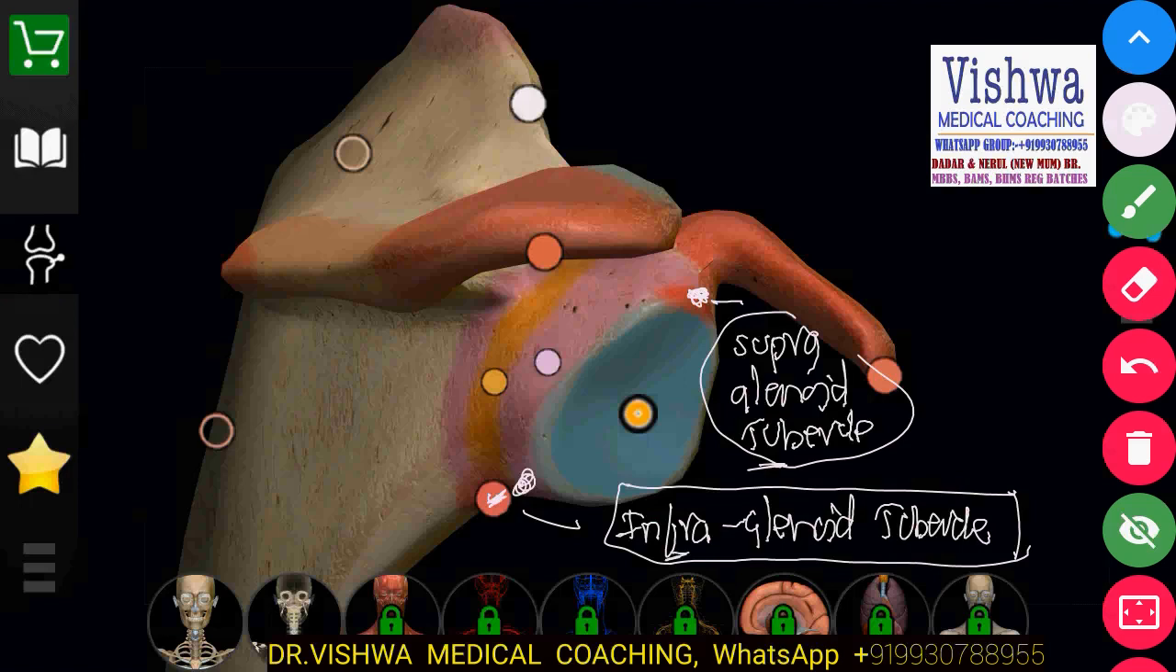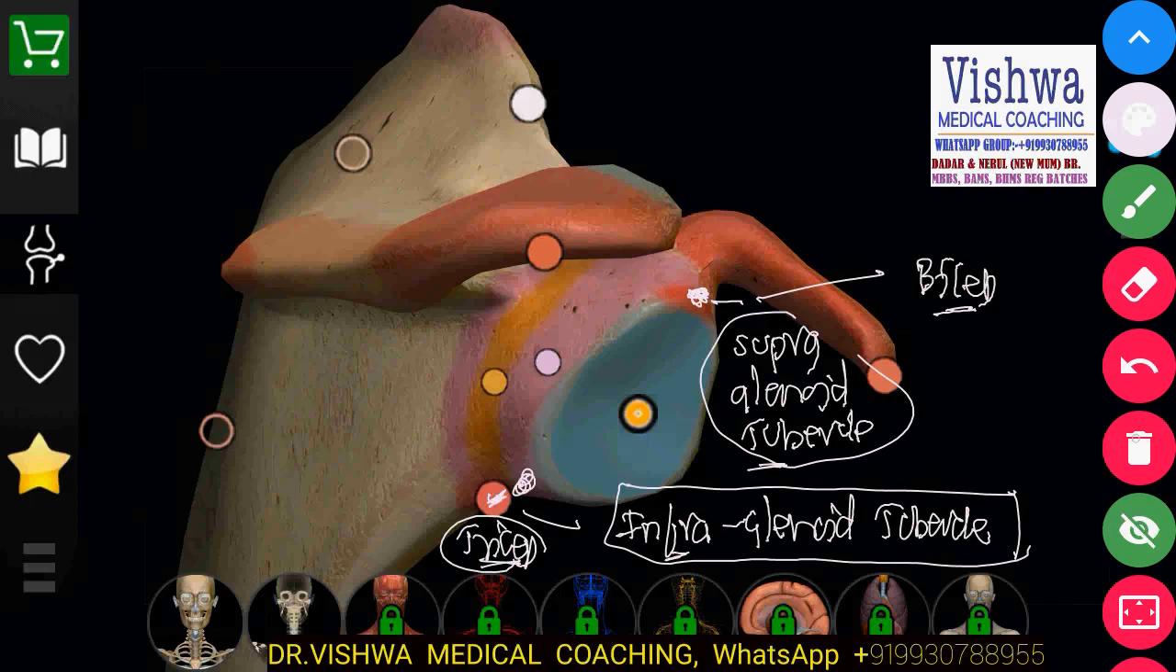Supraglenoid tubercle, and supra means upper, because here we have muscles coming up. From the supraglenoid tubercle we have the biceps. From the infraglenoid tubercle we have the triceps. This is how we can remember, by comparing with each other.